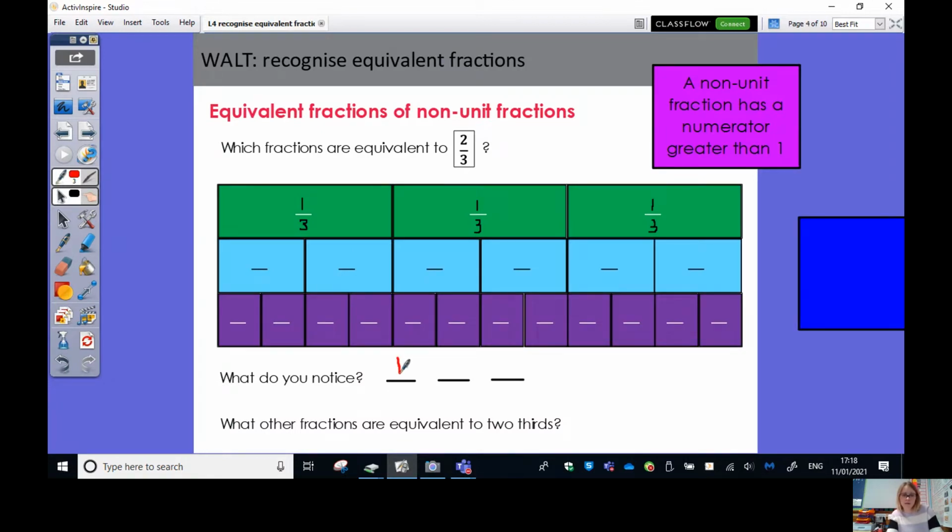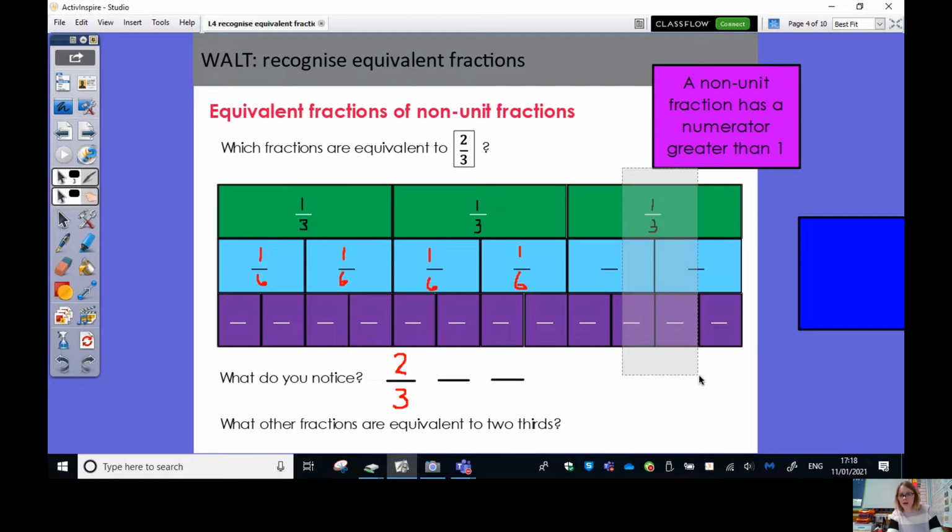So I have 1/3 I'm starting off with, and it's the same as 1, 2, 3, 4. Oh, sorry, I've made a mistake there. That's meant to say 2/3. Silly me. So 2/3 we're looking at this time. So I have 1, 2, 3, 4, 5, 6. So I have 1/6, 2/6, 3/6, and 4/6 are the same as 2/3.